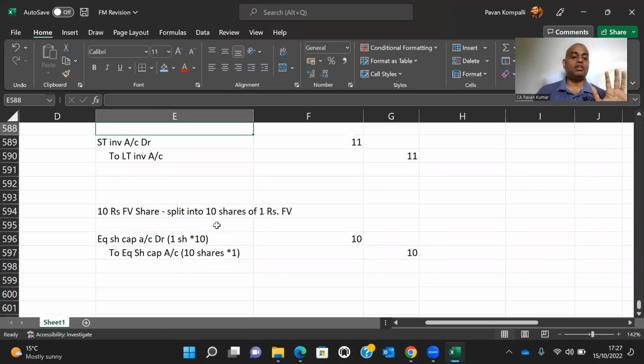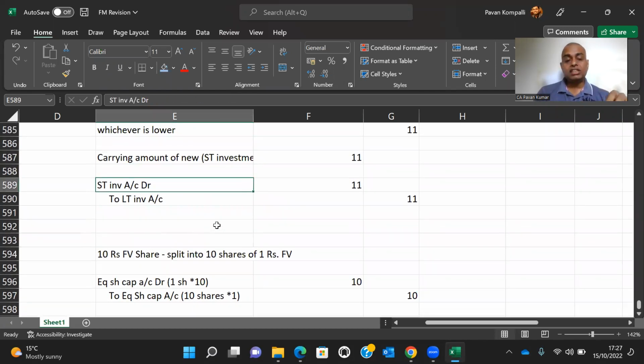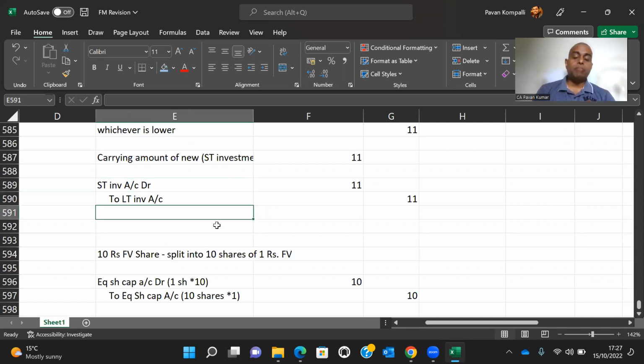This is also same. So do you think Pavan will pass a journal entry, investment in equity shares of Infosys account debit to Infosys account? Stupidity. This journal entry will not be passed in reality. If I hold shares in Infosys, what will be the journal entry? I purchased Infosys shares. Investment in equity shares of Infosys account debit to bank.